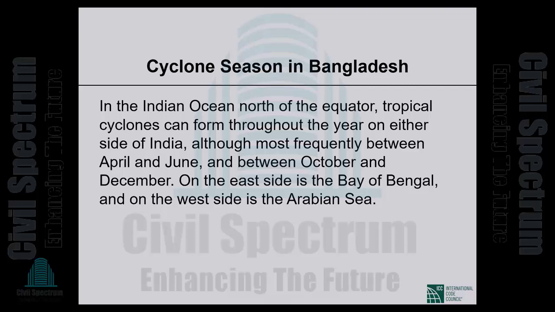On the east side of India is obviously the Bay of Bengal. The cyclones in the Bay of Bengal are the ones that concern us. On the west side of India is the Arabian Sea, and that is also subject to cyclones, which obviously do not affect Bangladesh.